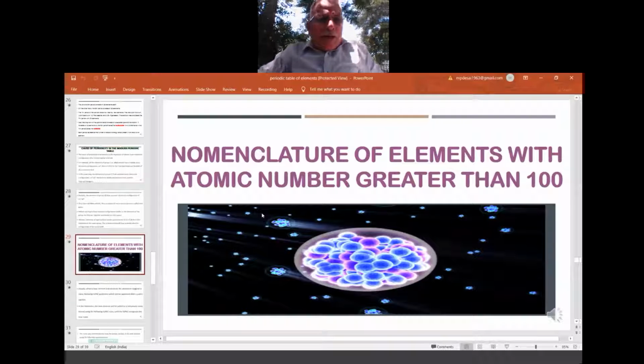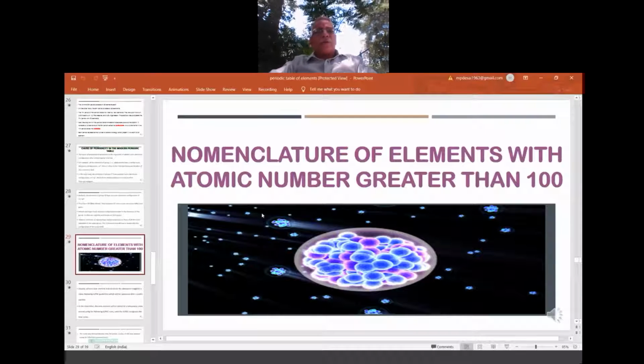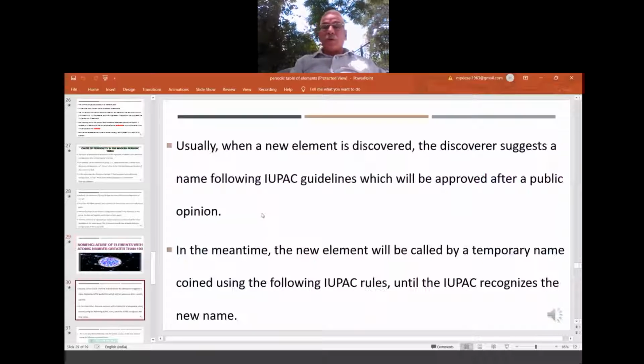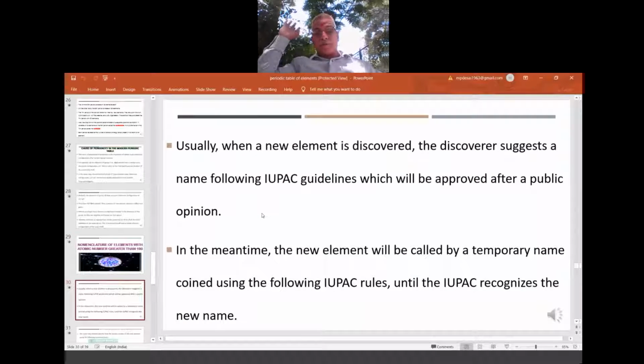And for naming, what is the best way? To take the help of IUPAC. IUPAC has made some rules and regulations. Even in organic chemistry, we study the same IUPAC rules. So here also, for naming elements whose atomic number is more than 100, there are some rules. First, let us understand the rules, and after that we'll go for naming.